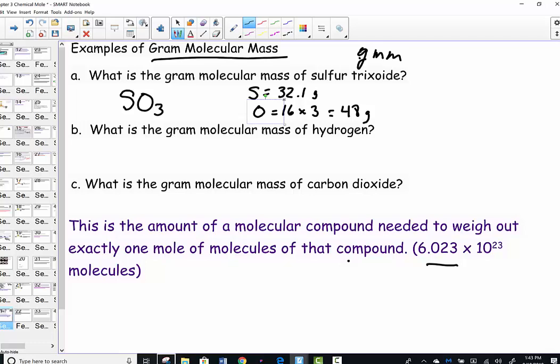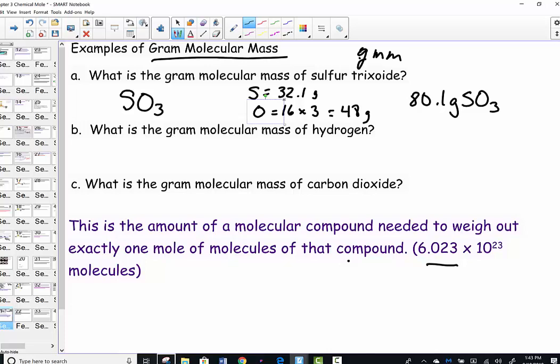When you add 32.1 and 48, you get 80.1 grams of sulfur trioxide. Just adding the individual atoms together gives me the molar mass, the gram molecular mass, of that compound.